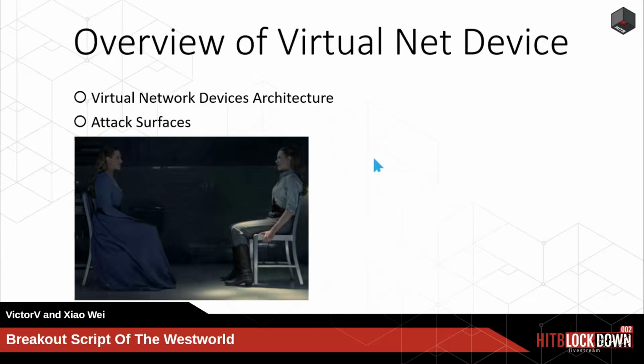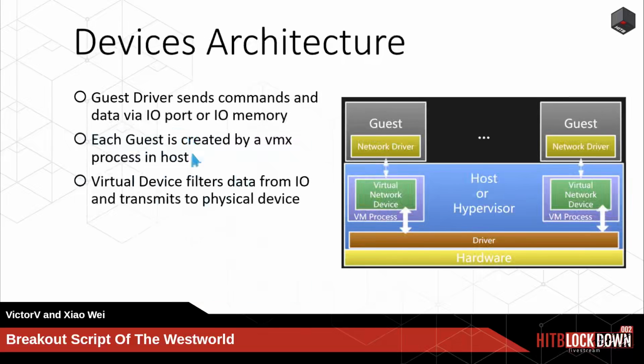In this part, I will talk about virtual network architecture and its attack surfaces. Device architecture: Workstation and ESXi have similar architecture, so I don't make a distinction unless it's necessary. Look at this picture. We call a virtual machine the guest, and the real machine system the host. We call the process in the host which runs a guest the VMX process.